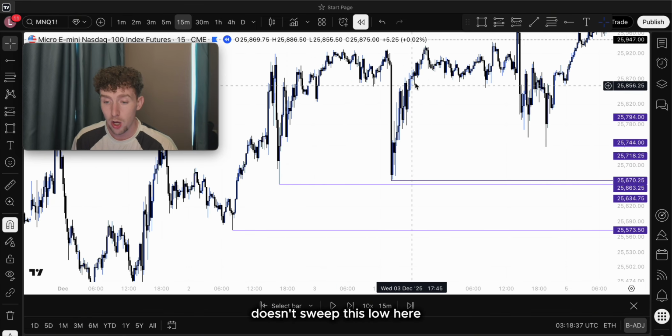We end up going back up. As you can see, we end up going back up again. We leave another swing low here, as you can see right there. And then we leave another one right here. So we're leaving loads of liquidity to the downside, as you can see right here. And then, as you can see later on, we end up taking it all out to the downside.